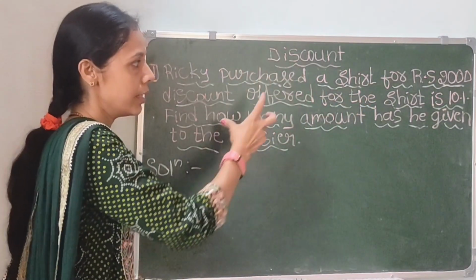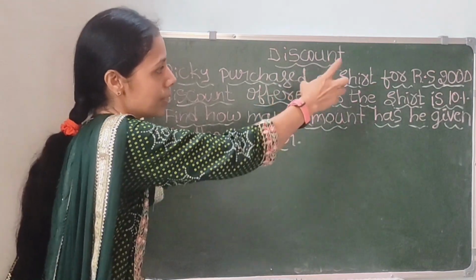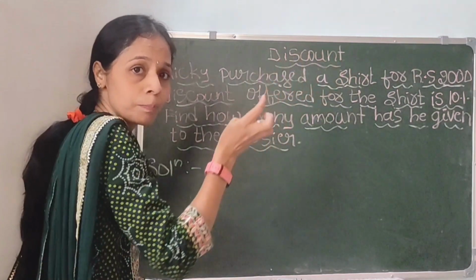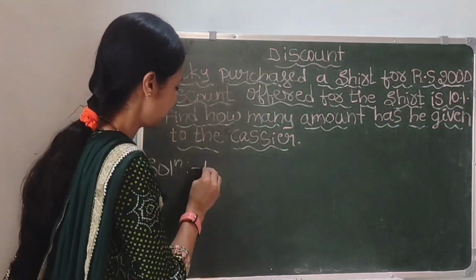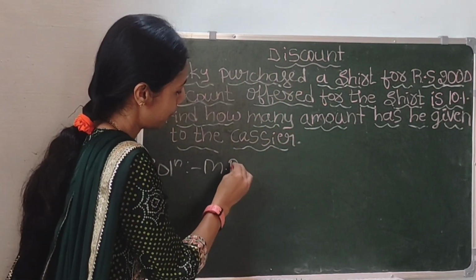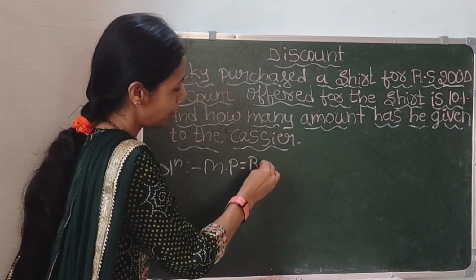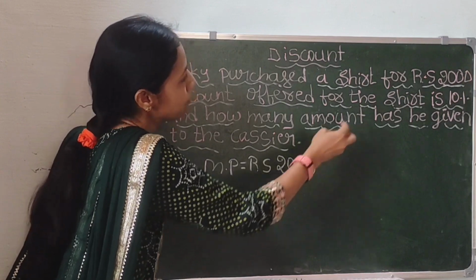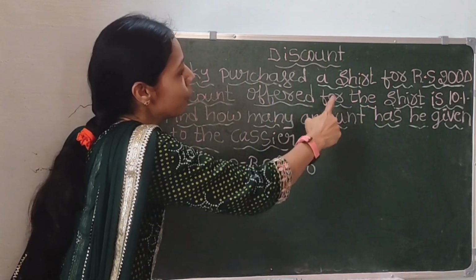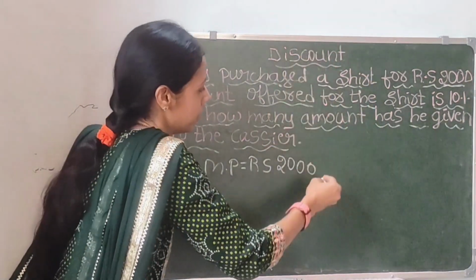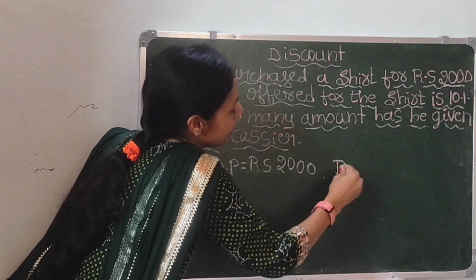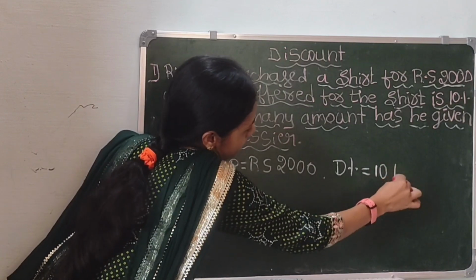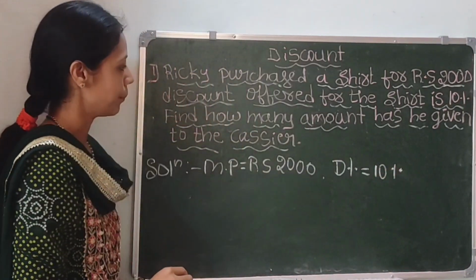It is the question. In this question, Ricky purchased a shirt for Rs 2000. 2000 is what? Marked price. Marked price is equal to Rs 2000. After that, the offer for the shirt is 10%. This is the discount percent. This means discount percent is 10%.